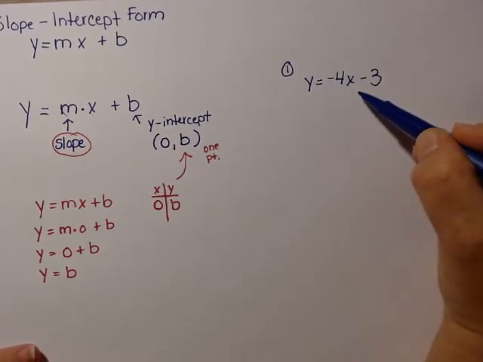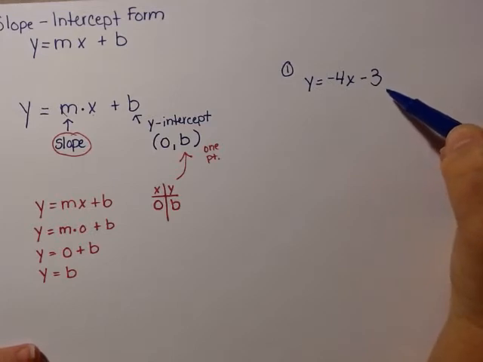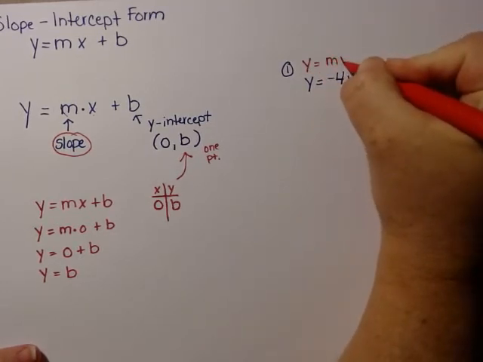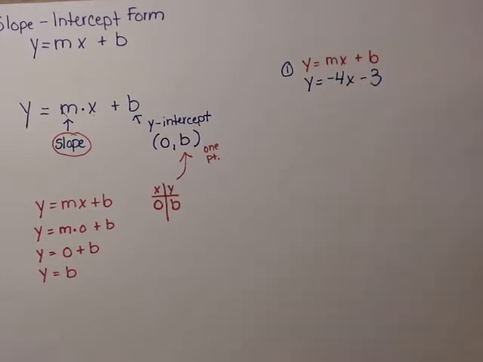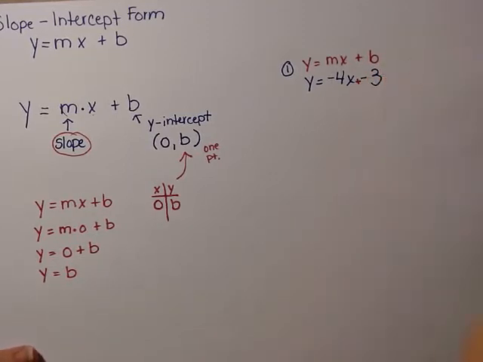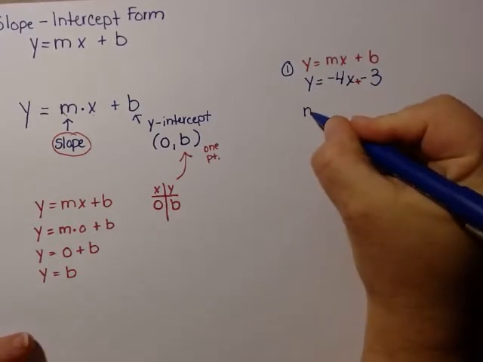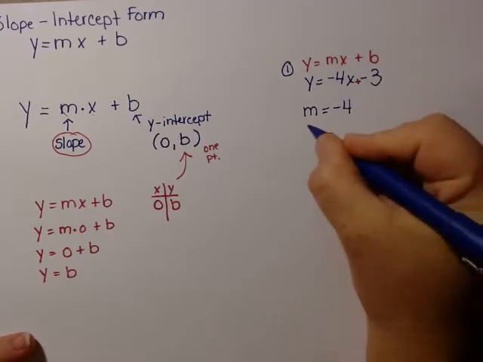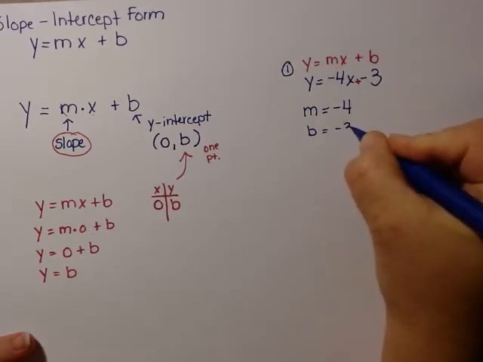Y equals negative 4x minus 3. It looks like y equals mx plus b. It does look like that. That's fine. This is a negative 3. If I said plus here, that's plus negative 3. So b is actually a negative 3. So if we're going to use this, then m is negative 4, and your b is negative 3.